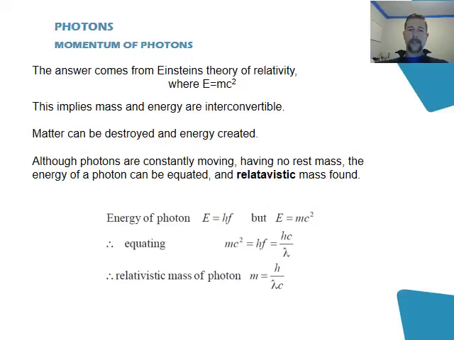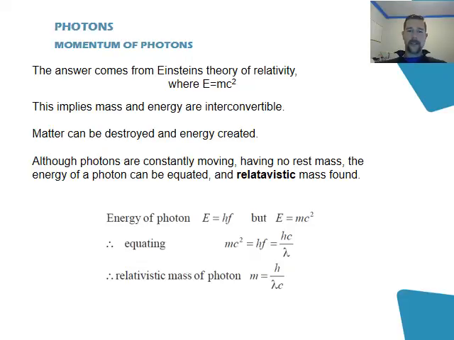Now you might recognize the equation on this slide, E equals mc squared, being Einstein's theory of relativity. Now we'll go into more detail on this later this year, but this implies that mass and energy are interconvertible, that is, matter can be destroyed and energy created. So although photons are constantly moving, they don't have a rest mass, but we can find a relativistic mass.